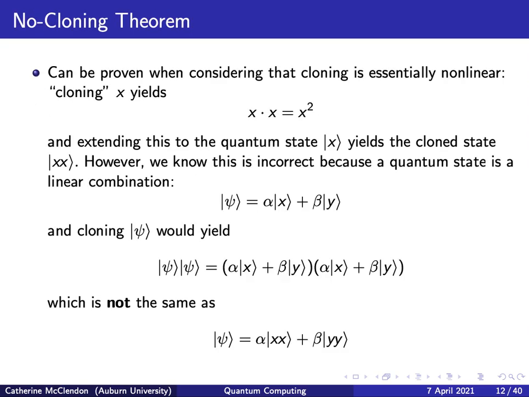Typically when you clone something, you're copying it. So if you have x and you clone it, you get an x squared. But because a quantum state is a linear combination, if you clone that, you don't get the same result as you would just cloning an x to x squared. If you clone alpha x and beta y, you don't get an alpha xx and a beta yy.